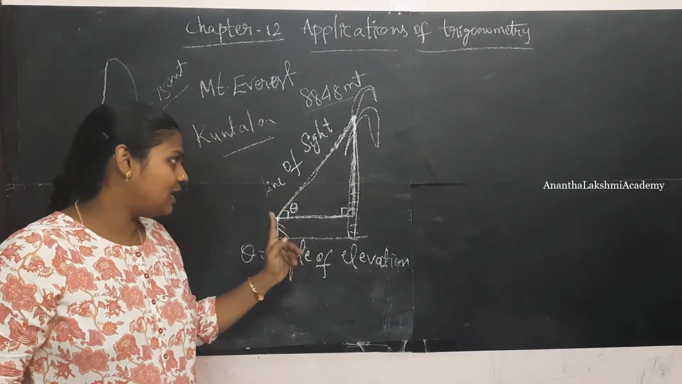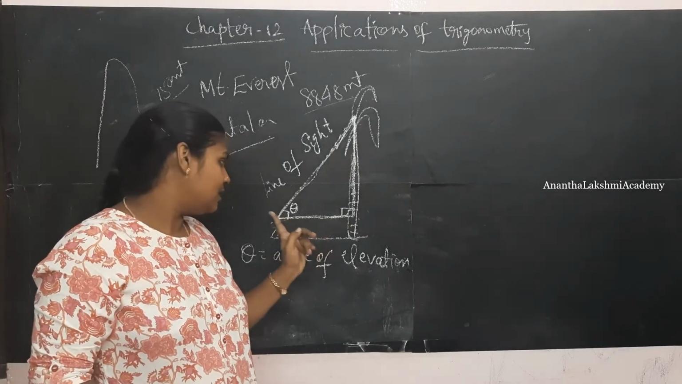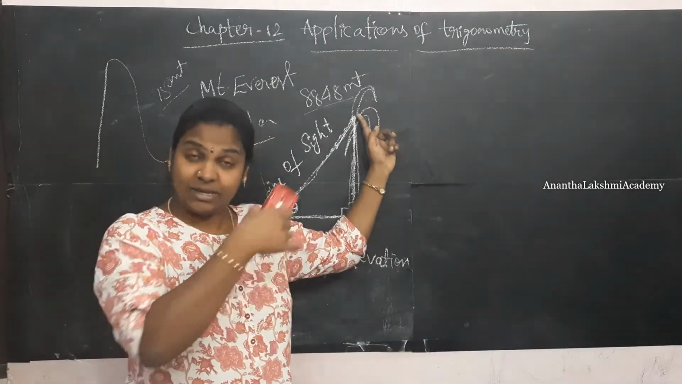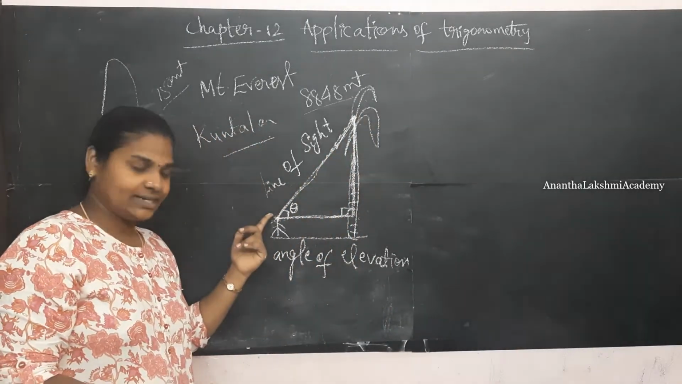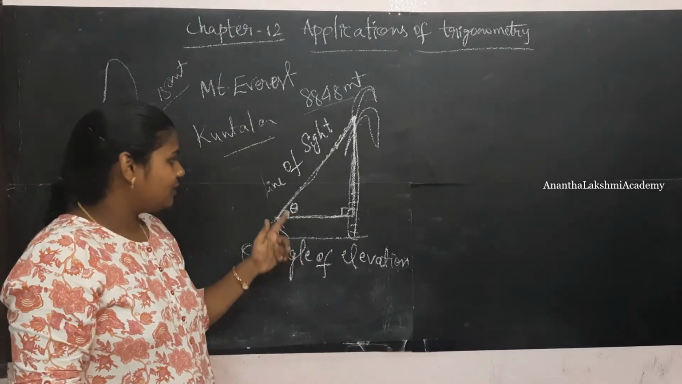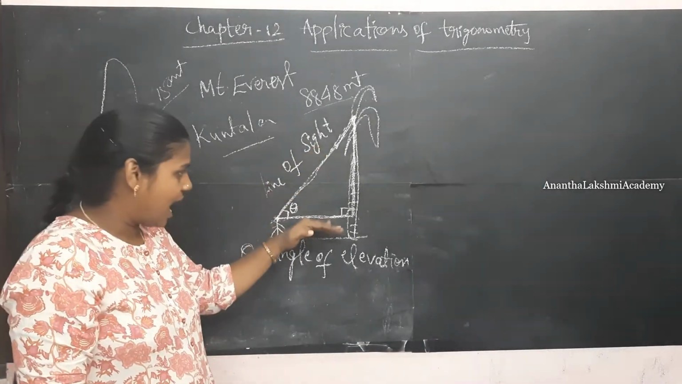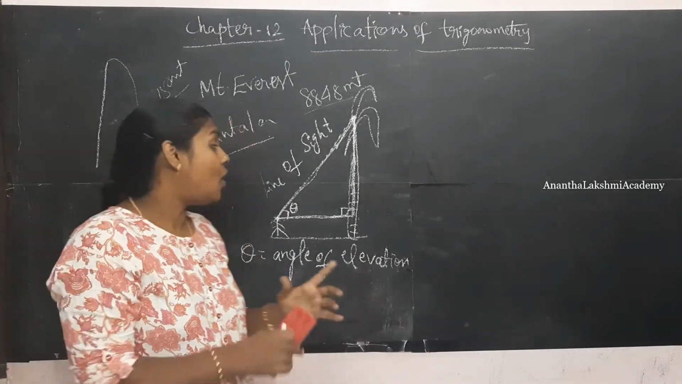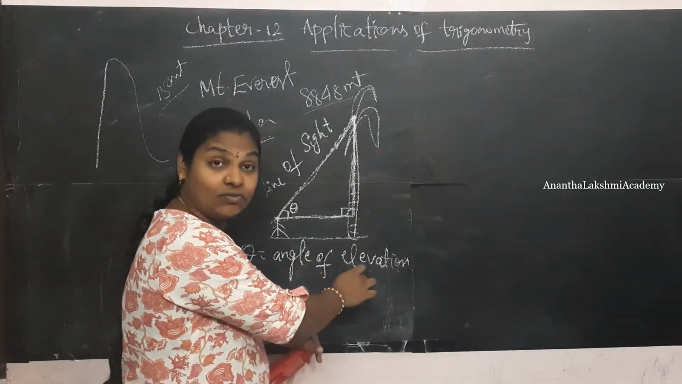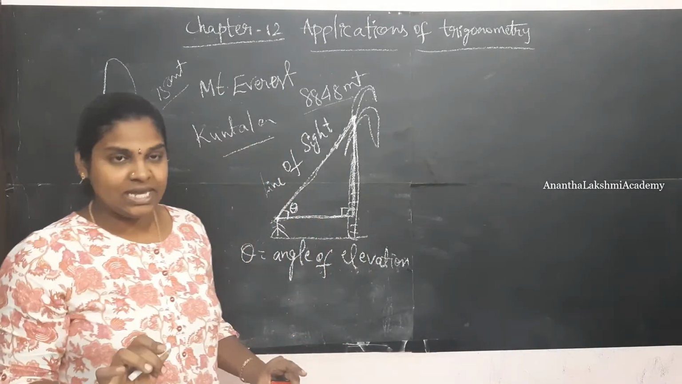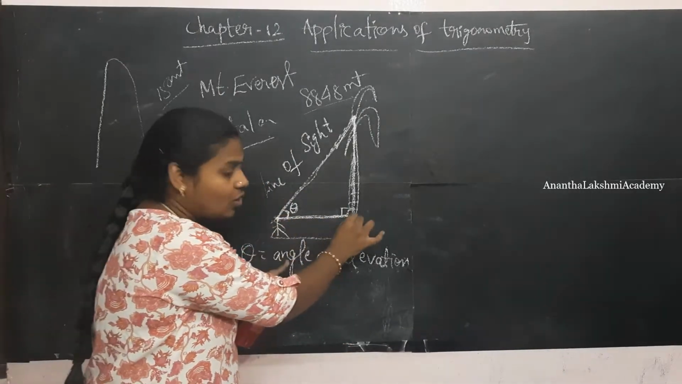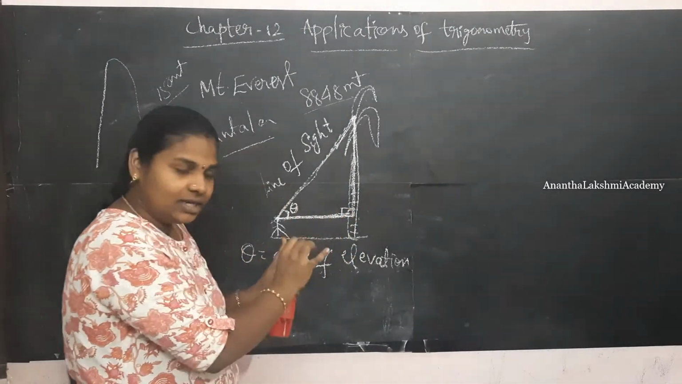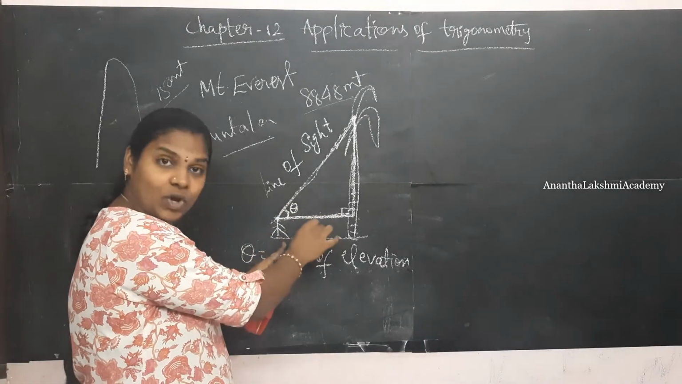What is line of sight? The line drawn between the object which is seen and the object which is being measured is known as line of sight, and the angle made between line of sight and the horizontal line is known as angle of elevation. Always the angle of elevation is considered to be the angle with a horizontal line, not the ground or something. It is the angle which is made with the horizontal line.